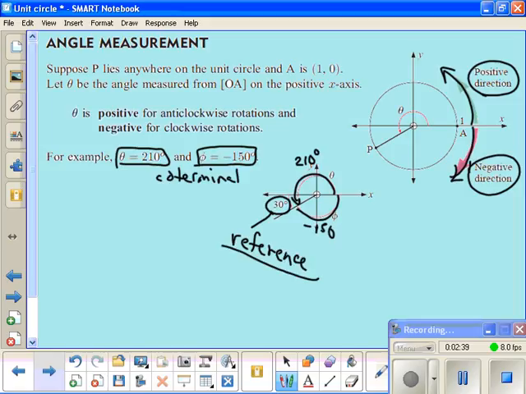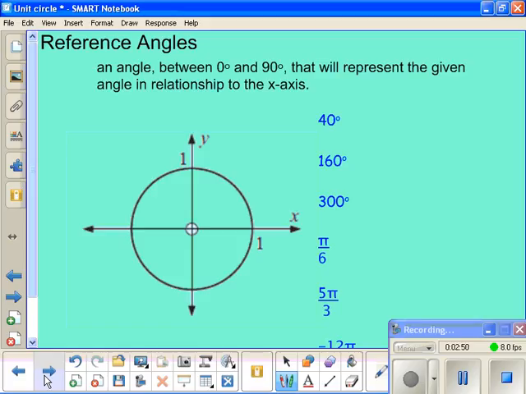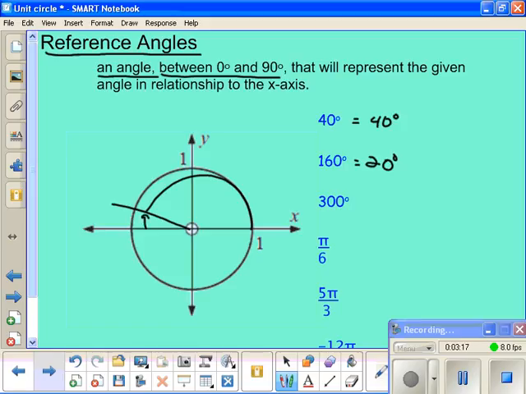A reference angle is referring to its relationship to the x-axis. How far is it from the x-axis? That is what a reference angle is. An angle between 0 and 90. It's always between 0 and 90 degrees. That will represent the given angle's relationship to the x-axis. So how far is a 40-degree angle from the x-axis? 40 degrees. How far is a 160-degree angle from the x-axis? Well, 160 degrees is over here. This measurement is 20 degrees. It has a 20-degree reference angle.